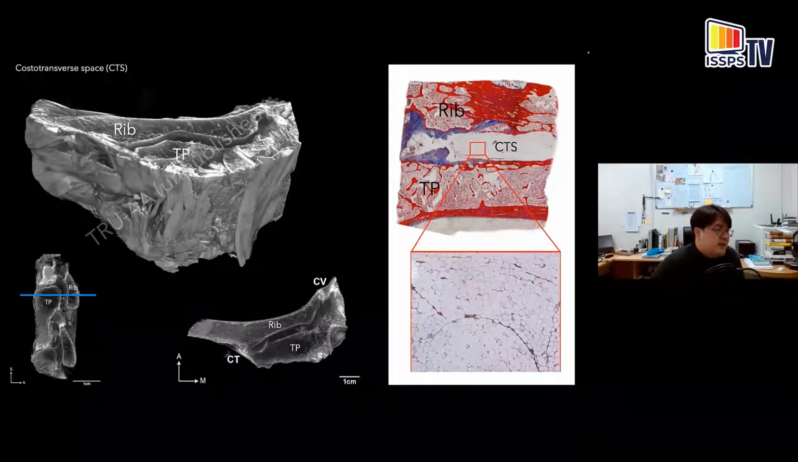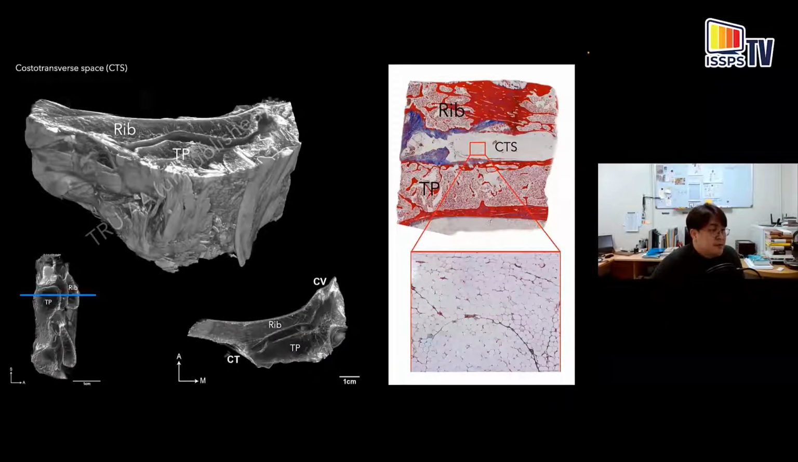although some faint fibers of the SCTL cross the base of the CTS, this space here. This space was mostly filled with loose connective tissue or adipose tissue, as you can see in the histological section. So we can speculate that this space, the CTS, could be a route for intersegmental spreading.